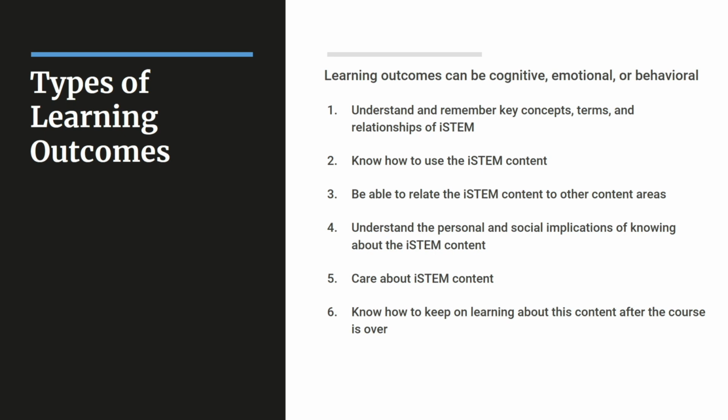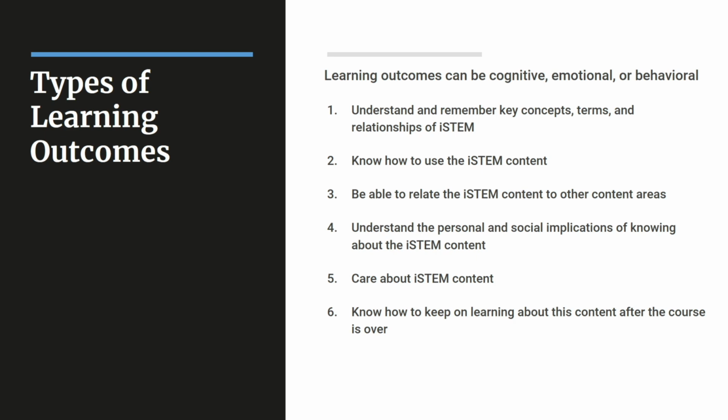The third one is to be able to relate the integrated STEM content to other content areas. Again, a cognitive focused learning outcome. The fourth one is to understand the personal and social implications of knowing about the integrated STEM content. Well, this starts to zoom out a little bit more broadly and help students make connections to the real world.